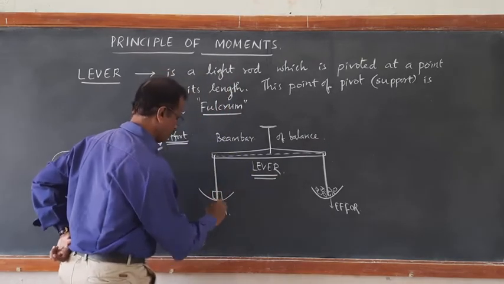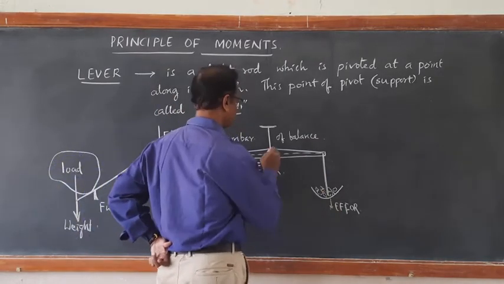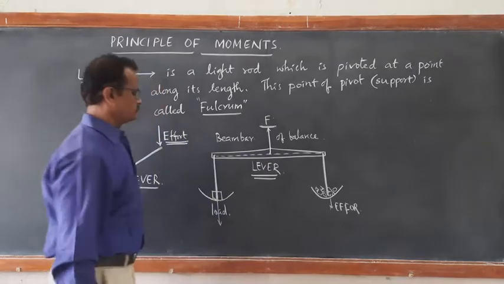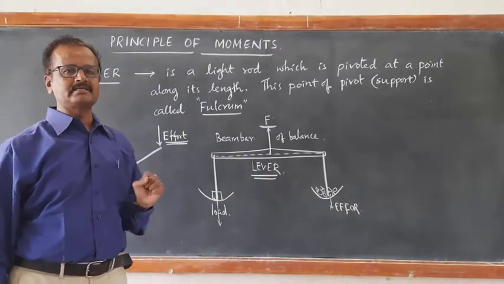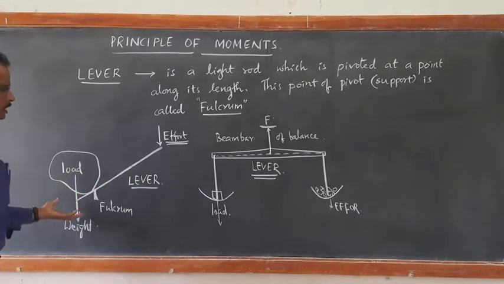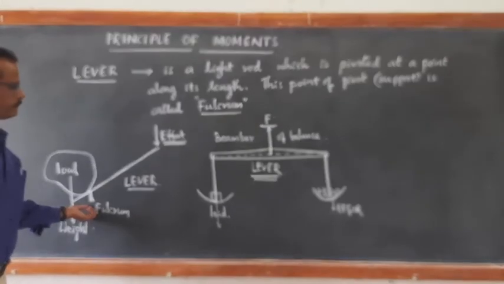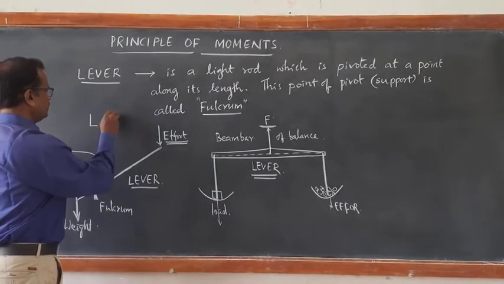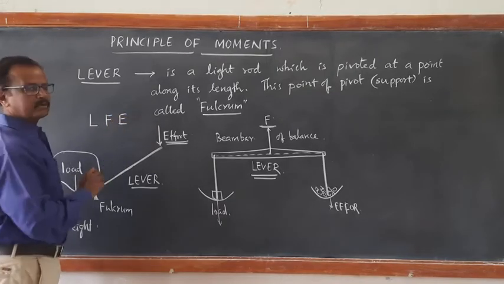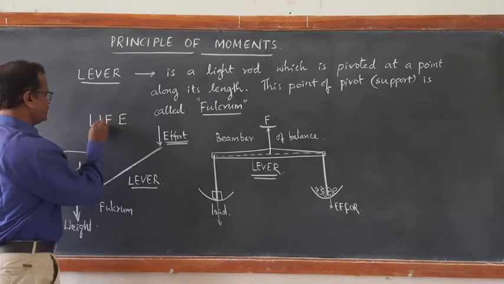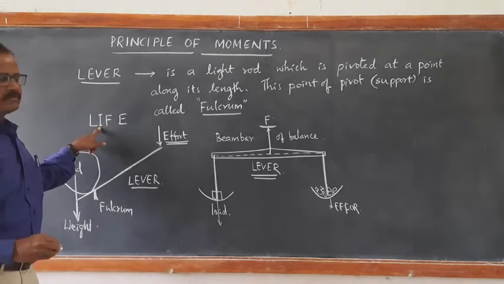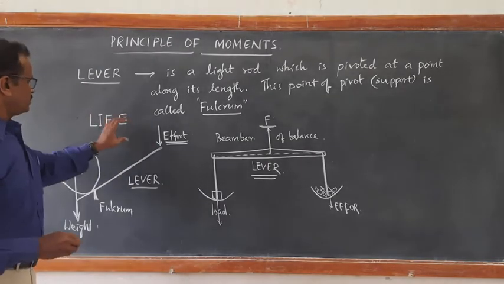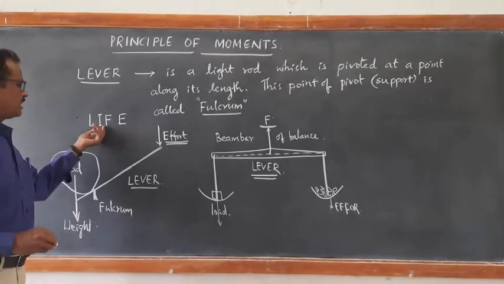So one side load, another side effort. Exactly at the middle you will have a point of support. This is acting as fulcrum. So therefore a lever has three parts: one part is load, another part is fulcrum, and the third part is effort. So you can just remember L, F, E are the three important parts of a lever. So put I here, that becomes LIFE. It is easy to remember the parts of a lever: load, effort, fulcrum, and this I represents the first order lever.